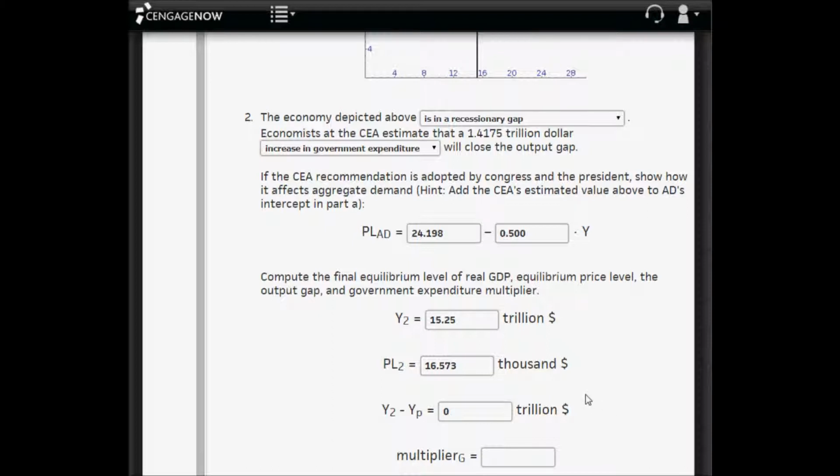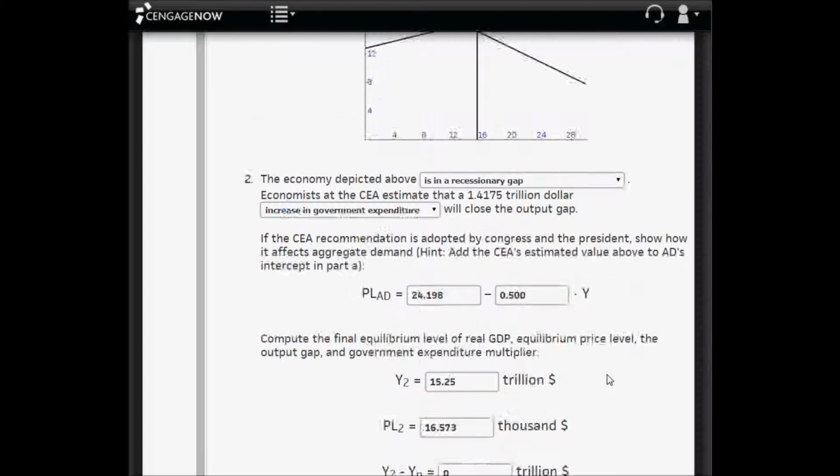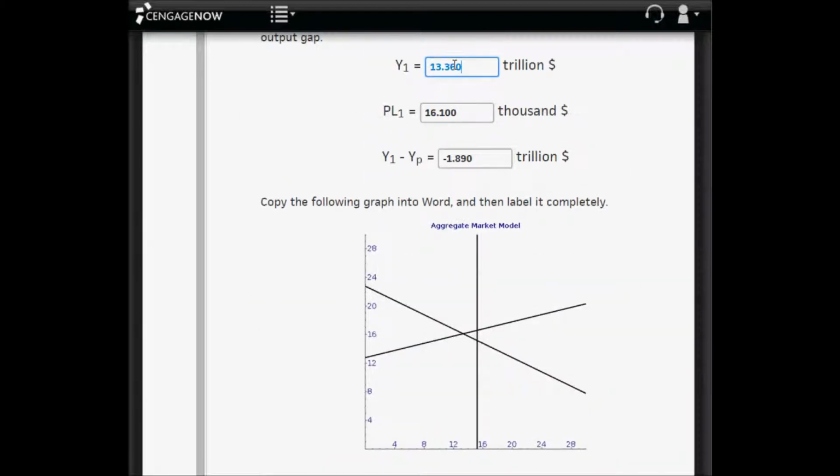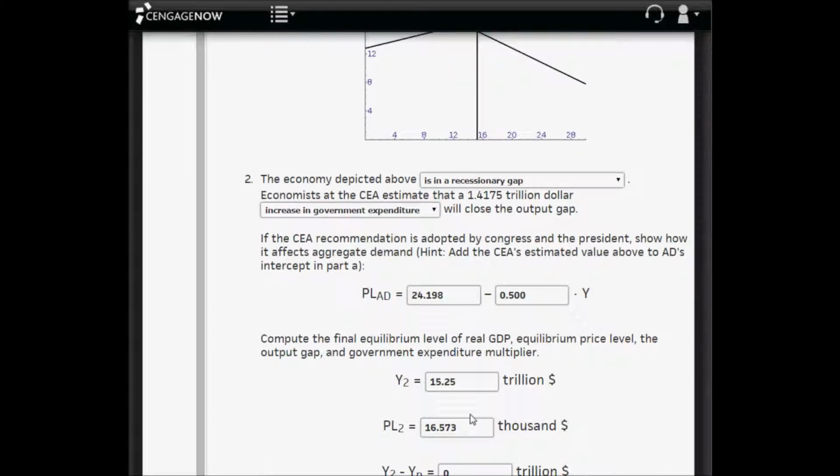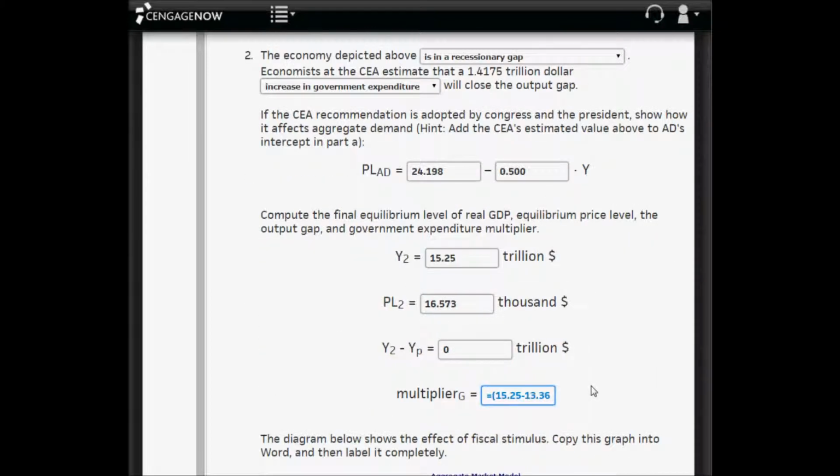To find the multiplier, we take the increase in GDP, so what GDP is currently, minus what it was. So we take the increase in GDP here and divide it by the increase in government expenditure.